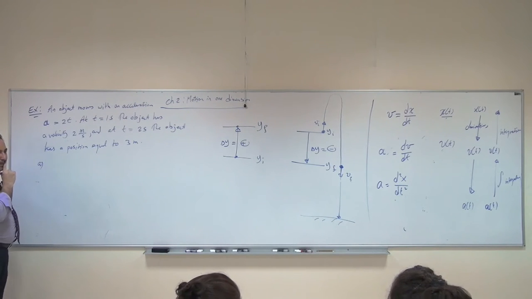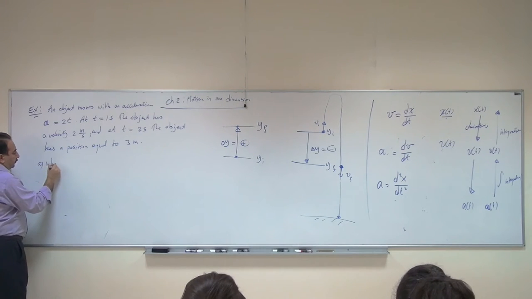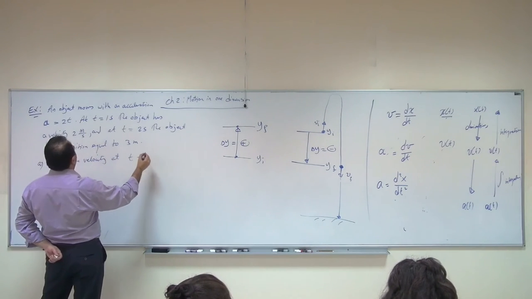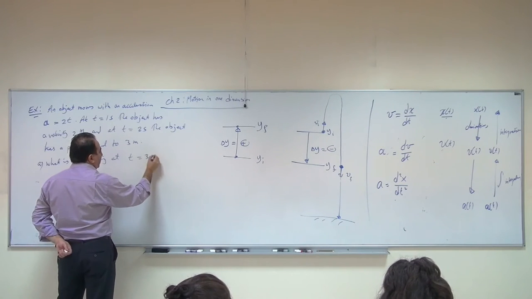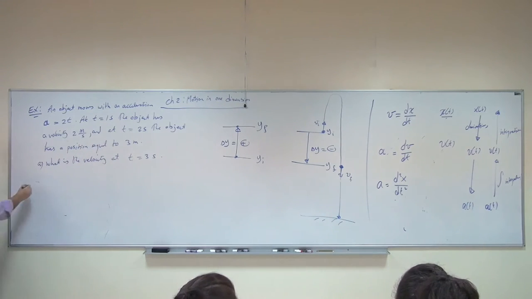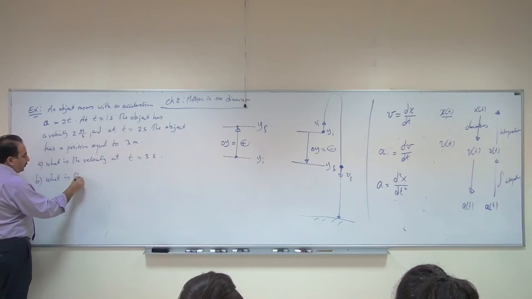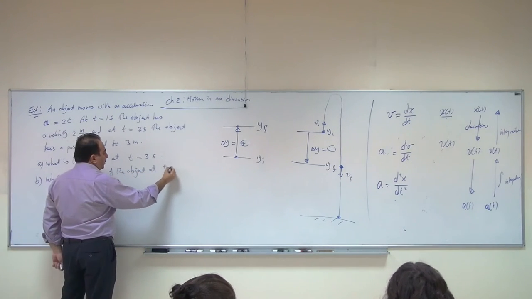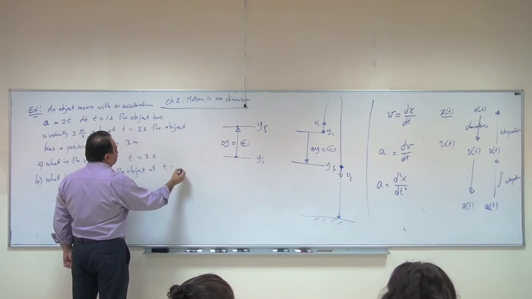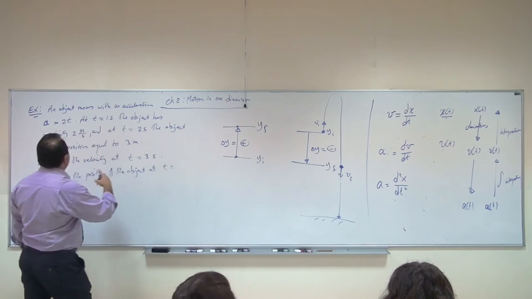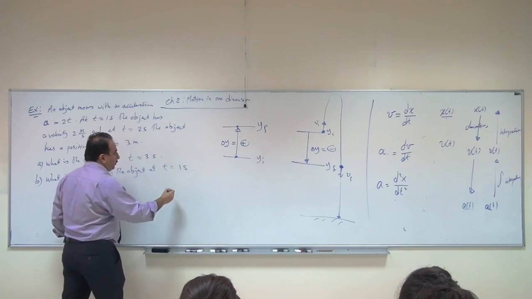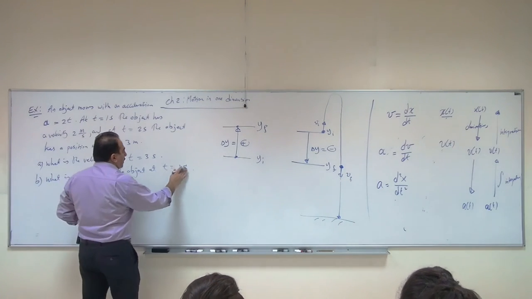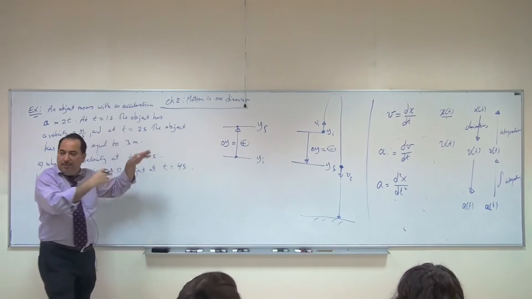A. What is the velocity at t equal 3 seconds? B, what is the position of the object at t equal 4 seconds? Let me change it, so you don't mix up the values.